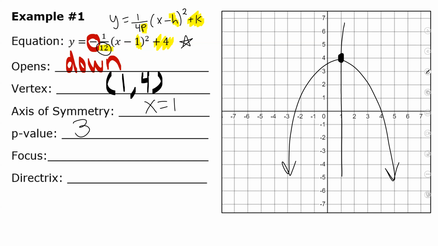Okay, so my p-value tells me the distance that my focus and my directrix are from the vertex. So here's my vertex. My p-value is 3, so I'm going to go down 3 inside. This is my focus. I'm also going to go outside 3 and draw a line. This is my directrix. So my focus is at 1, 1, and my directrix crosses the y-axis at 7. Okay, so that's example 1.